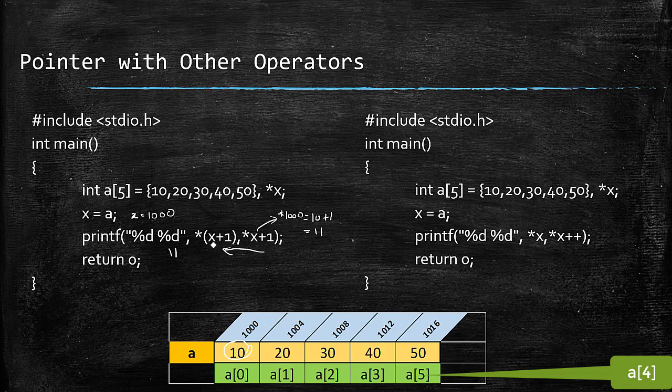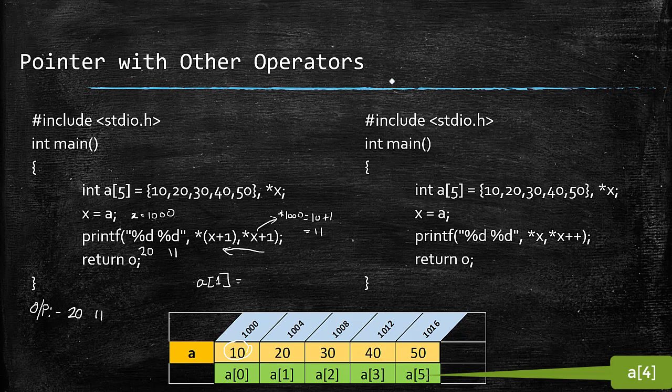Now the next parameter is *(x + 1). As x is holding the address of A, we can say that it is equivalent to A[1]. And what is the value present in A[1]? It is 20. So in this %d format specifier, we are going to get 20. So this printf statement will give me an output which is 20 and 11.